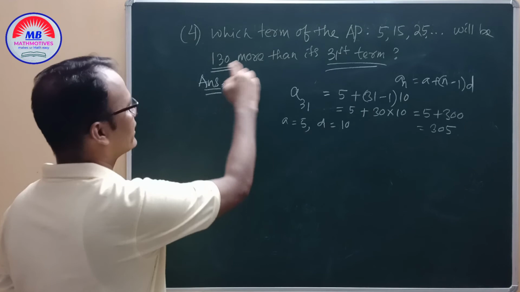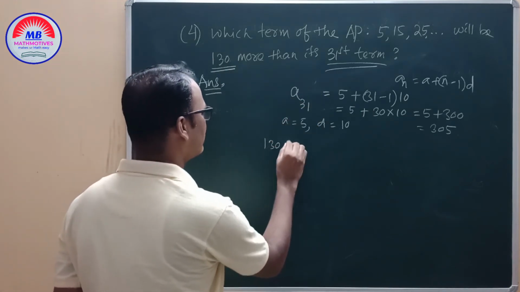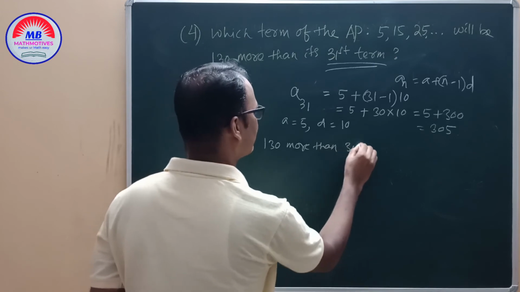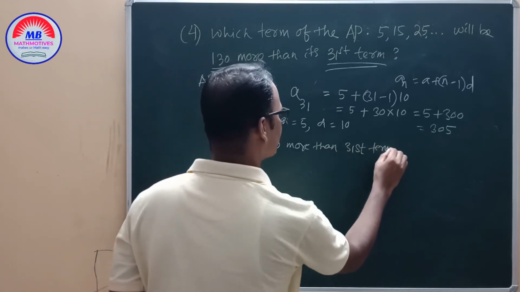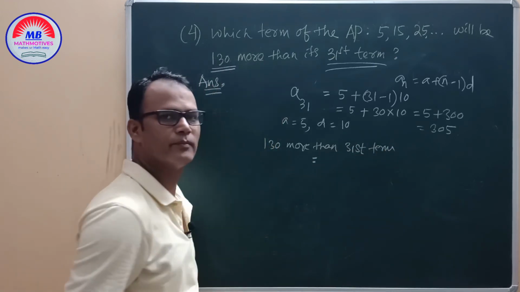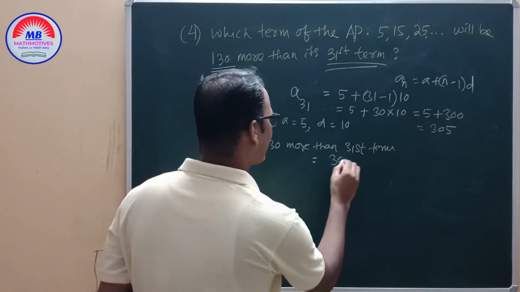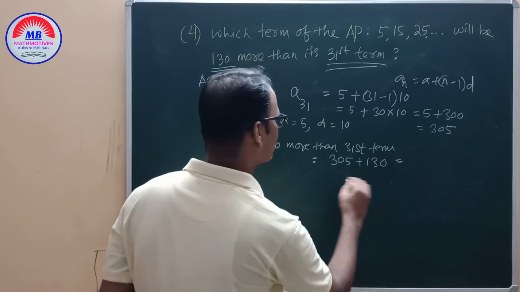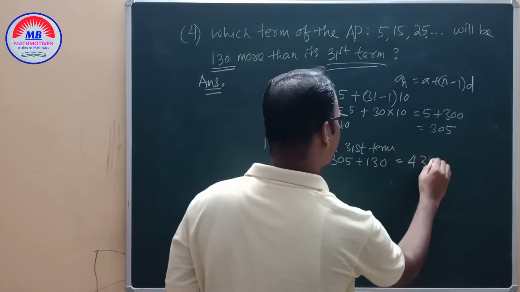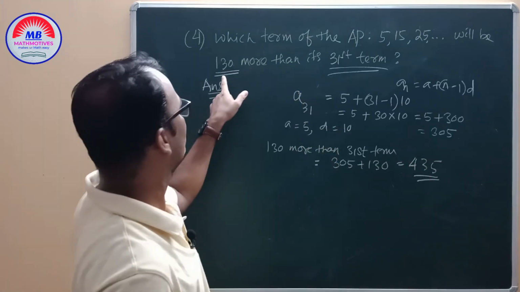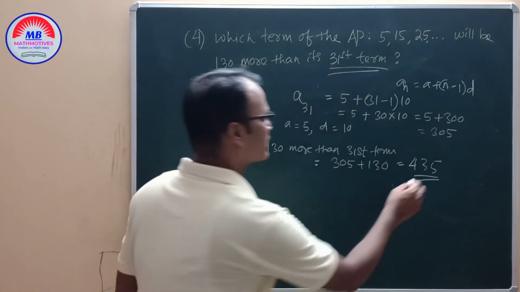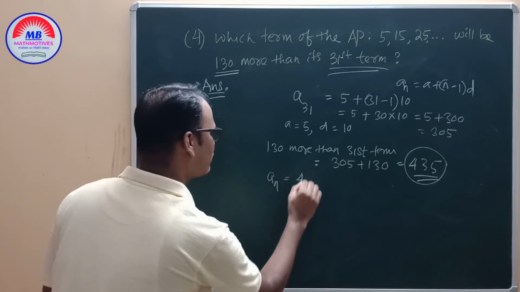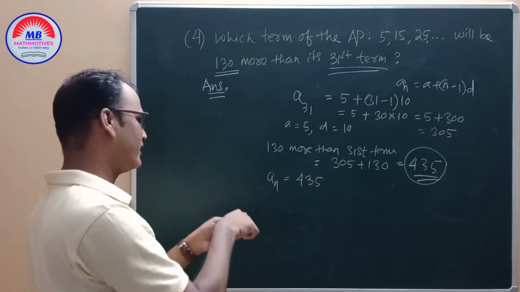That is 305. 130 more than 31st term. So it will become 305 plus 130, that equal to 435. Okay, 130 more than 31st term. Then this is an. So an equal to 435.